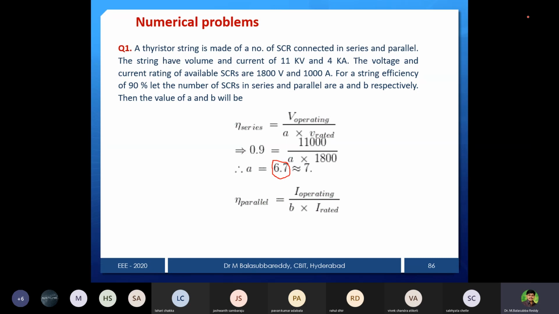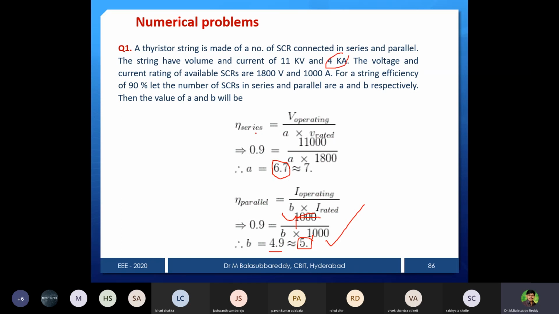And similarly for the parallel case, we can use 0.9 times this; the numerator is not 1000, it is 4000, divided by 0.9 into 1000. So that will give us 5 SCRs in parallel. You just check the calculation, whether they used 4 here or not. Now the total string current is 4 kiloamperes, that's why the numerator will be 4000. So this 4.9 SCRs means you have to connect 5 SCRs in parallel to meet this much demand.